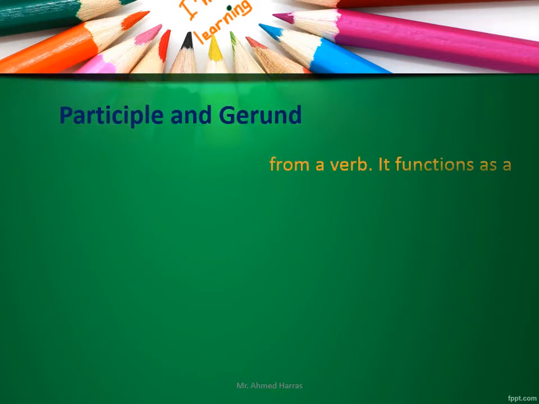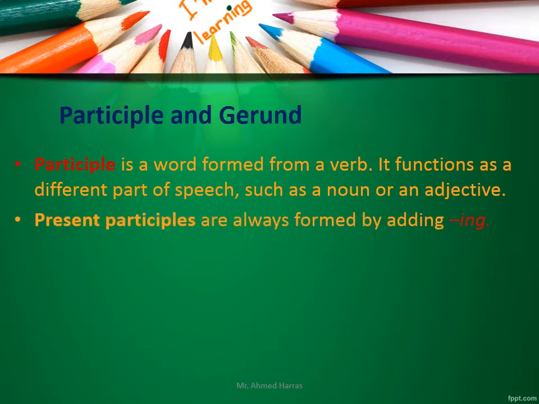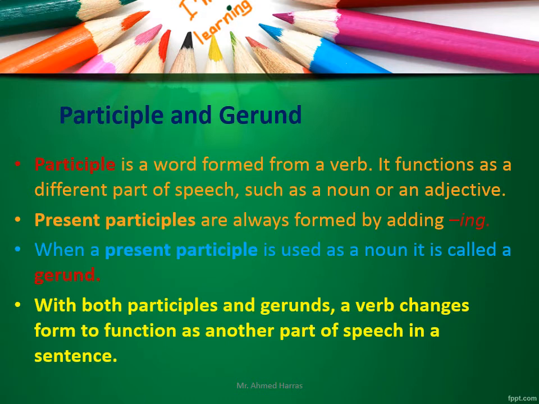Participle and gerund. A participle is a word formed from a verb. It functions as a different part of speech, such as a noun or an adjective, like I told you in the previous presentation. Present participles are always formed by adding ing. When a present participle is used as a noun, it's called a gerund. With both participles and gerunds, a verb changes form to function as another part of speech in a sentence.